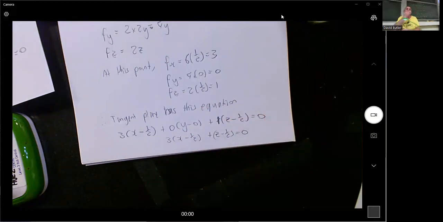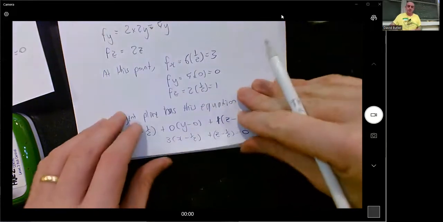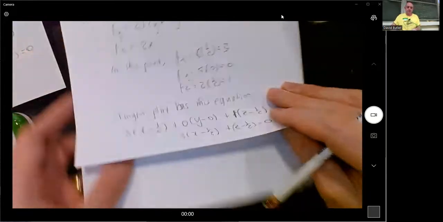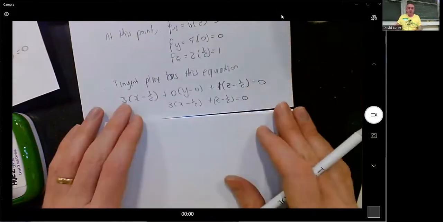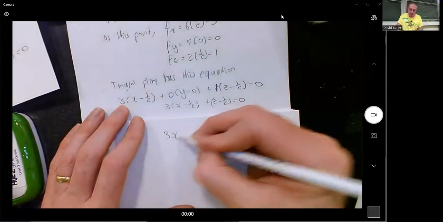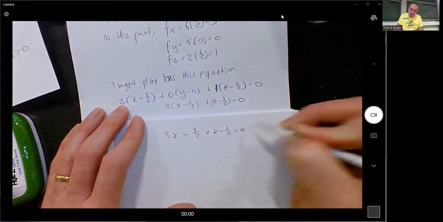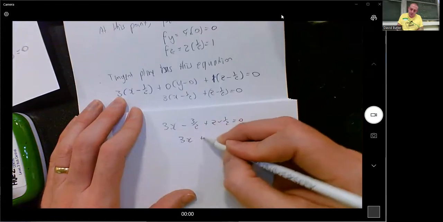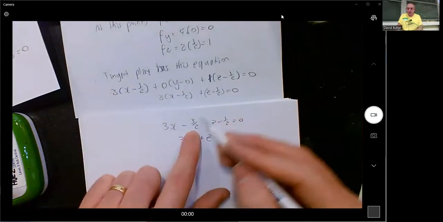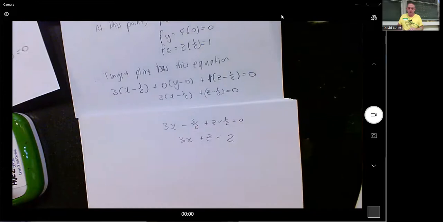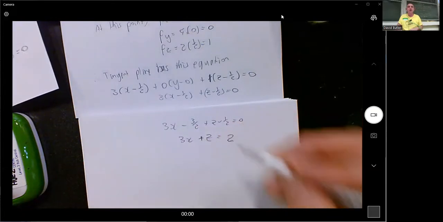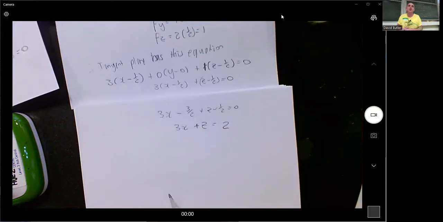You can leave it like that if you want. It's a perfectly good plane equation. But you can also expand it out, like 3x minus 3 over 2 plus z minus 1/2 equals 0. So we've got 3x plus z equals 1.5 plus another half is 2, which turned out to be very neat. Doesn't always work out that way.